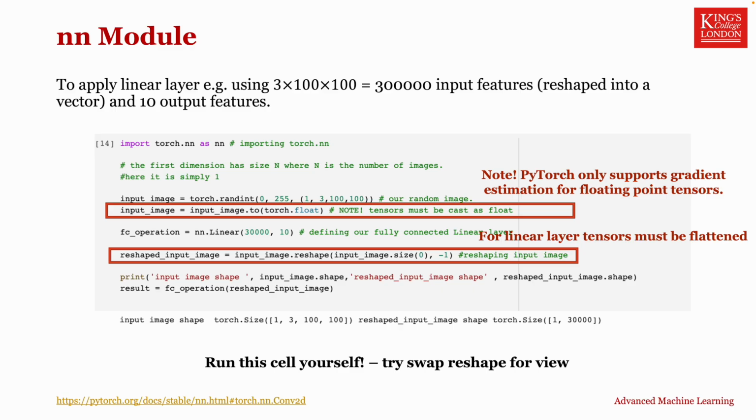Once flattened, this makes the number of input features equal to the total number of elements in our data, which is 3 times 100 by 100, which is 300,000. So this then allows us to define the first input argument for our linear function. We can then choose anything for our number of output neurons, but in this case, we've decided to choose 10.